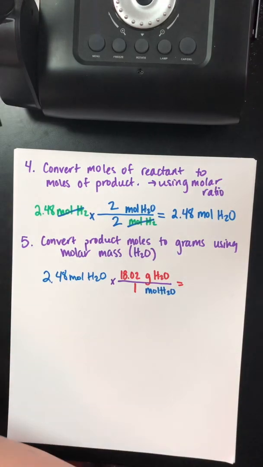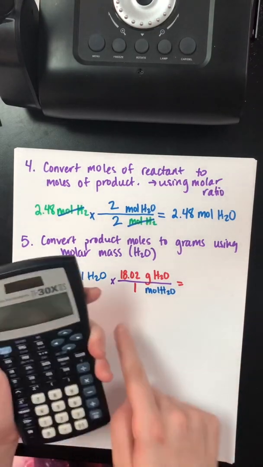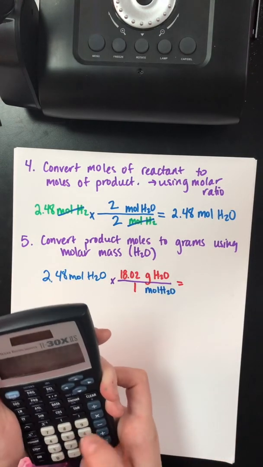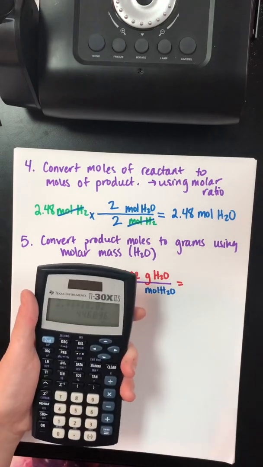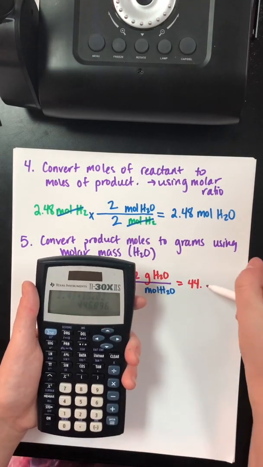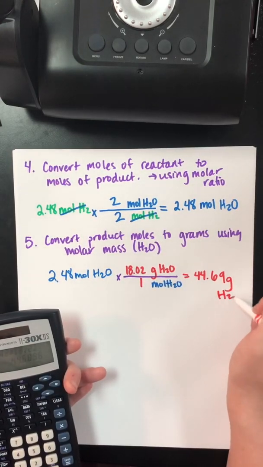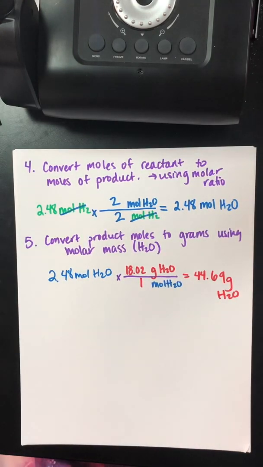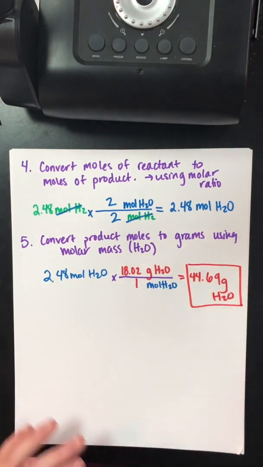So the last step is use your calculator to find 2.48 times 18.02. And I found 44.69, rounded. 44.69 grams of water can be produced from 5 grams of hydrogen. That is my final answer to this 5-step problem.